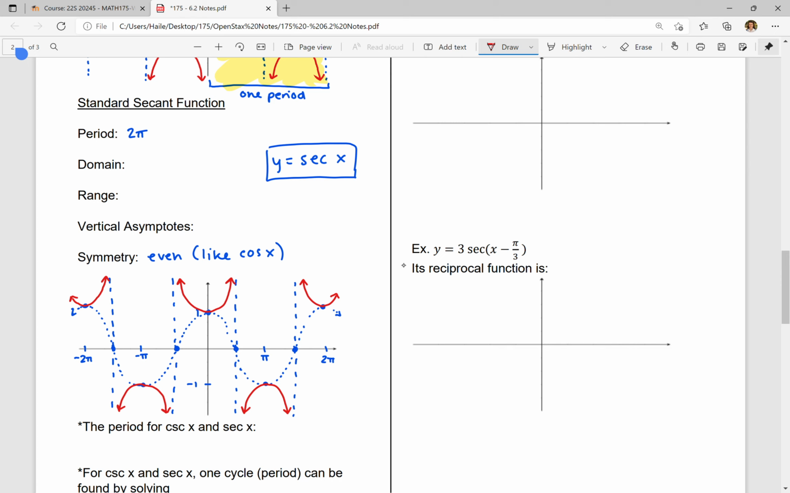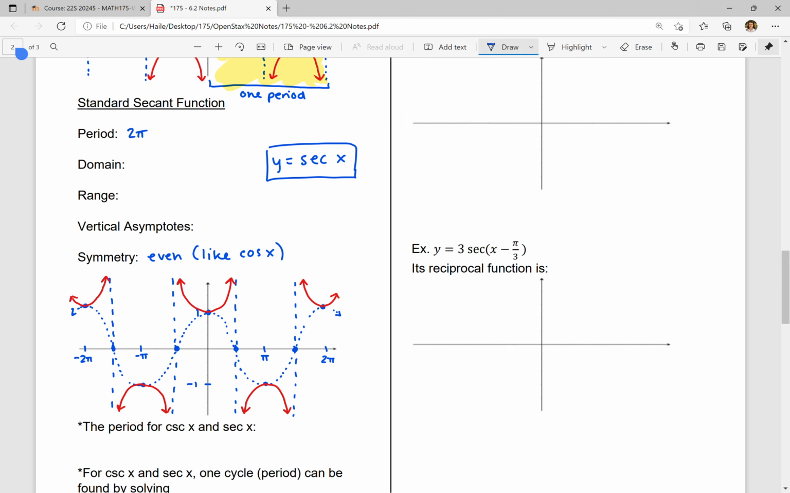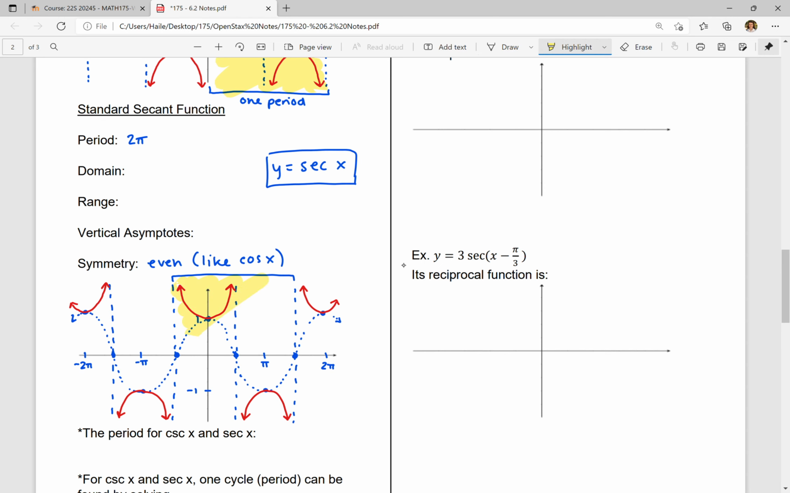Alrighty, and just like with cosecant, one period is going to be between alternating asymptotes. So that would be like this distance here, and I'm going to highlight it just so it's a little more clear. So this area right here is one period of secant. So now we can talk about our domain, range, and vertical asymptotes.